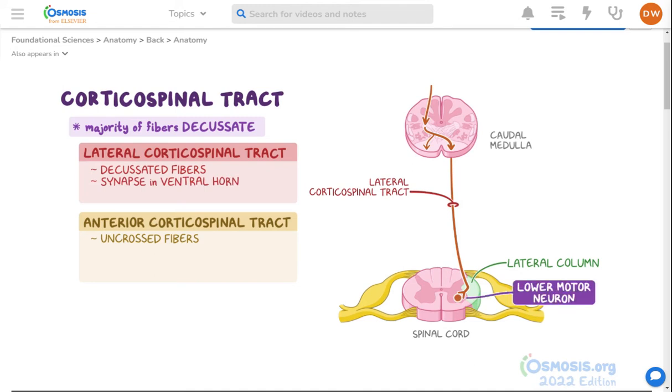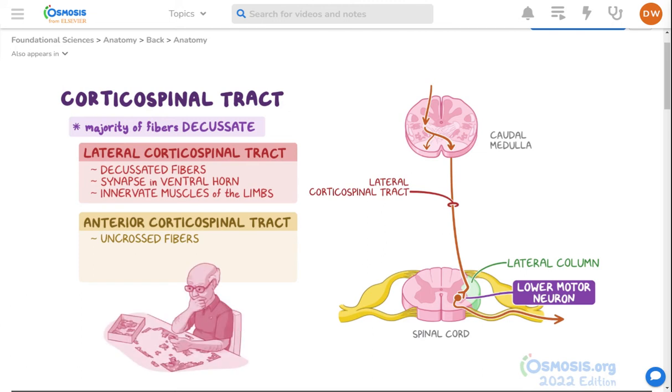Axons of the lower motor neurons leave the spinal cord through the ventral root to innervate muscles of the limbs, especially distal musculature that control fine movements.